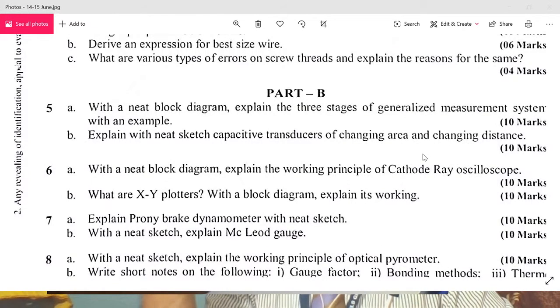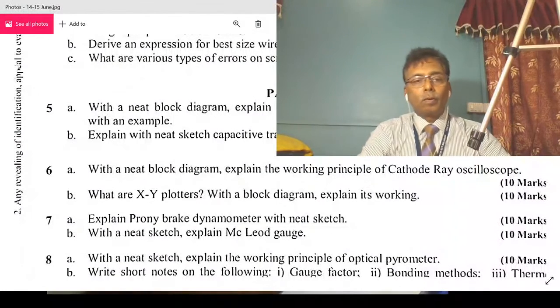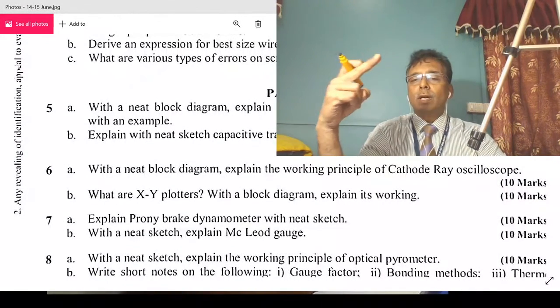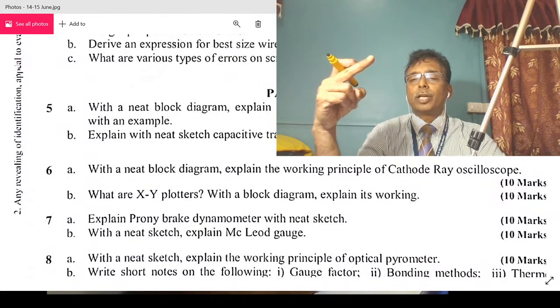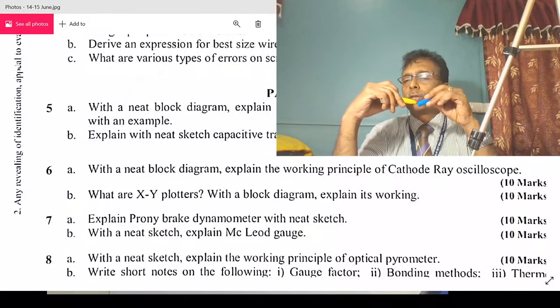I will show you. And because those questions are again appearing in the remaining set of question papers, we will certainly discuss those. Don't worry. Yeah, definitely we will look into this. Question number 7 you have discussed Prony brake dynamometer with neat sketch, then explain with neat sketch McLeod gauge. Both the questions can be solved very easily.